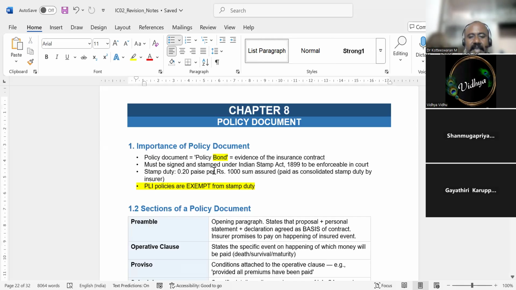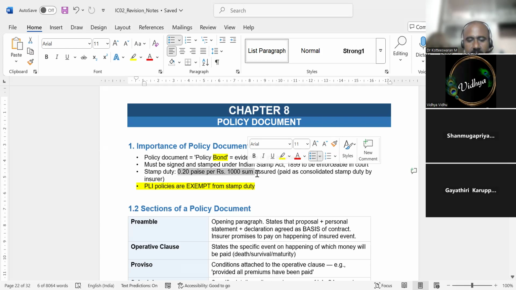So it will be signed and stamped, stamp duty. There will be a revenue stamp, and you need to sign over it. The stamp duty is 20 paise for every 100 sum assured. If you are going for 1 lakh, then it will be 200 rupees. So the amount of stamps is calculated based on the sum assured.